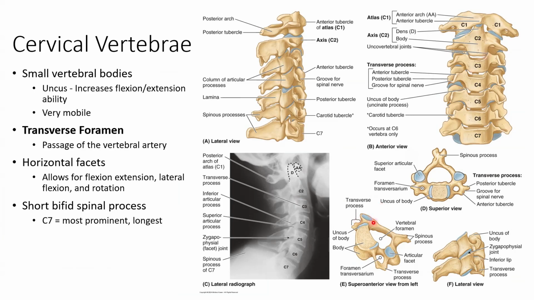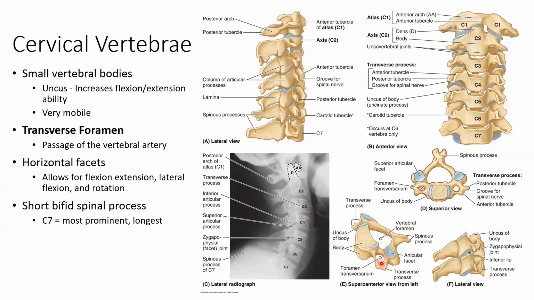The facet joints are oriented more horizontally, so more in that horizontal or transverse plane. They're actually about 45 degrees off of that horizontal plane, so almost like a plane trying to take off into the sky. And that horizontal orientation allows for a lot of flexion and extension. It allows for lateral flexion or side bending and rotation. So all of those movements that we need our neck to be able to produce to move our head around our environment and see things.